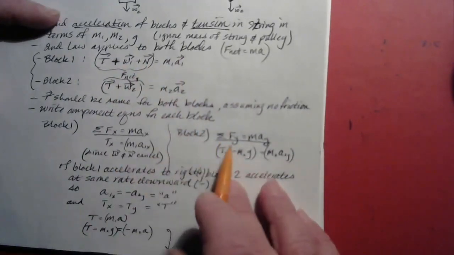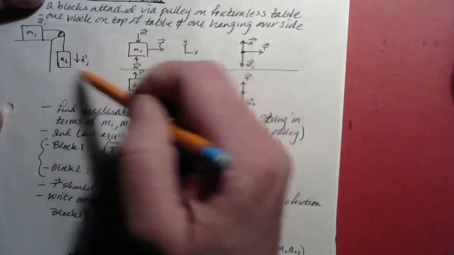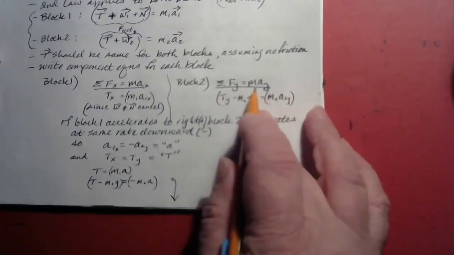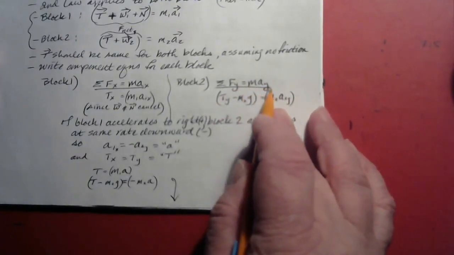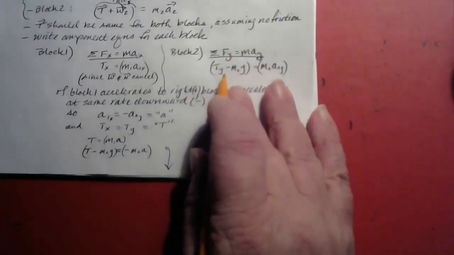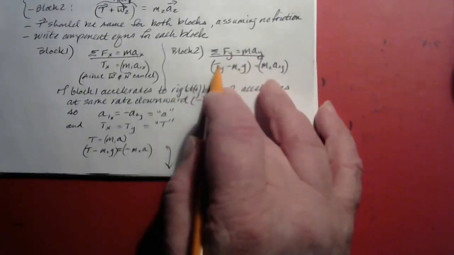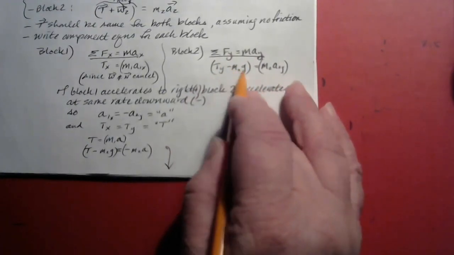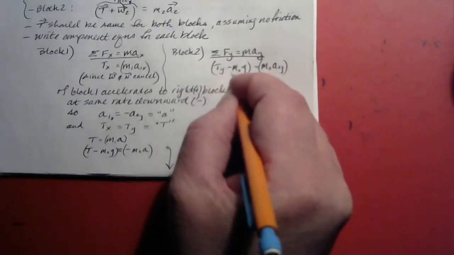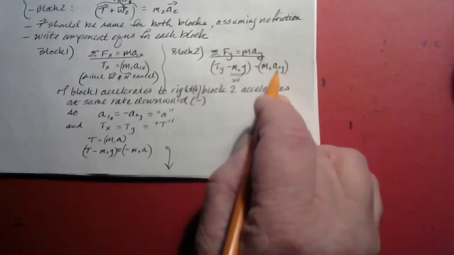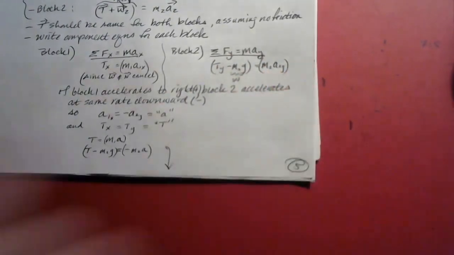For block 2, we're interested in the y direction since block 2 is moving up and down, but not from side to side. The summation of all of the forces in the y direction is equal to the mass times the acceleration in the y direction. That summation is the tension in the y direction minus mass times gravity, which is the weight, and that's equal to the mass of block 2 times the acceleration of block 2 in the y direction.